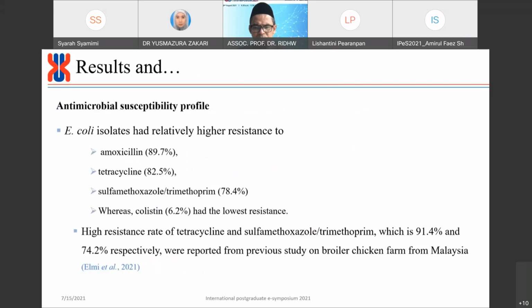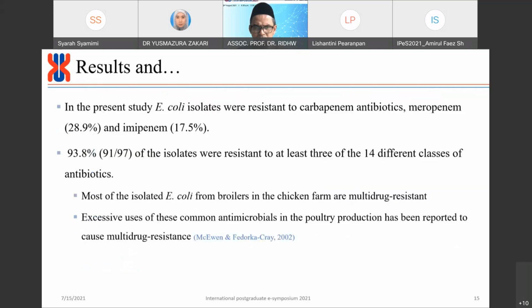Antimicrobial susceptibility profile. In this study, E. coli isolates had relatively higher resistance to amoxicillin, tetracycline, and sulfamethoxazole-trimethoprim, whereas colistin shows the lowest resistance. Similarly, higher resistance rates of tetracycline and sulfamethoxazole-trimethoprim, which are 91.4 and 74.2 respectively, were reported from a previous study on broiler chicken farms in Malaysia. In the present study, E. coli isolates were resistant to carbapenem antibiotics, meropenem 28.9% and imipenem 17.5%.